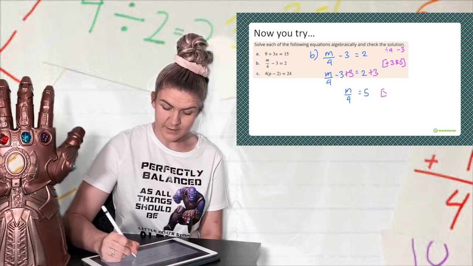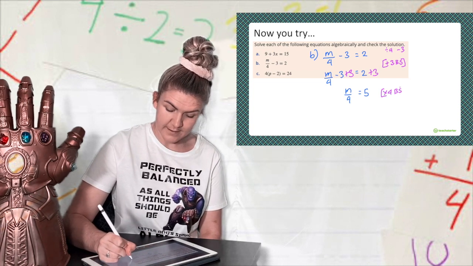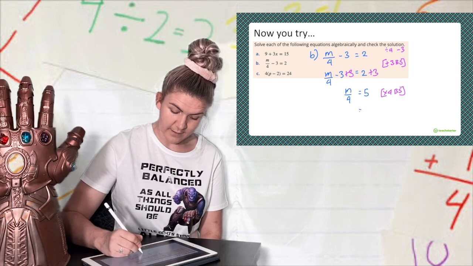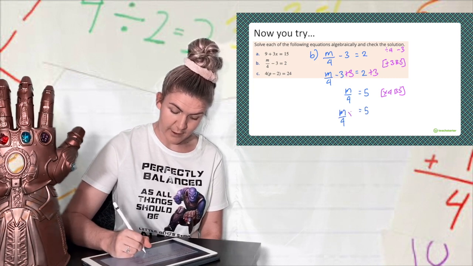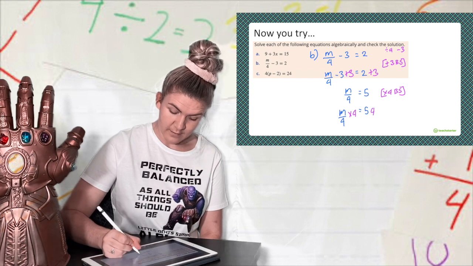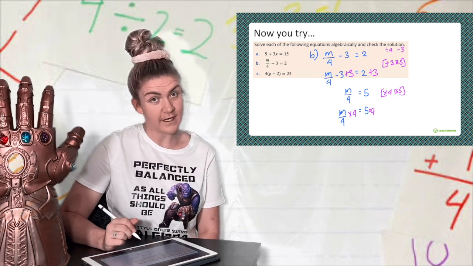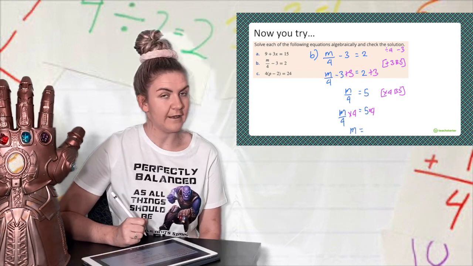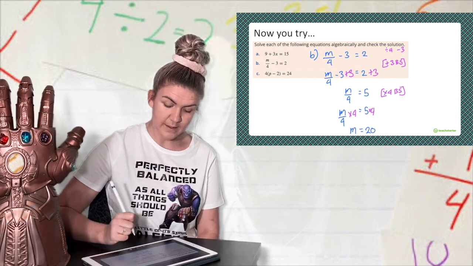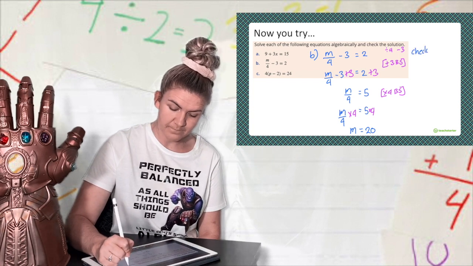Now I'm doing the opposite, which is times by 4 on both sides. And I'm writing out the equation, m divided by 4, adding in my operation. And the 4's cancel, divide by 4, times by 4 cancels. So all I'm left with is m, and 5 times 4 is 20. But I need to check it.